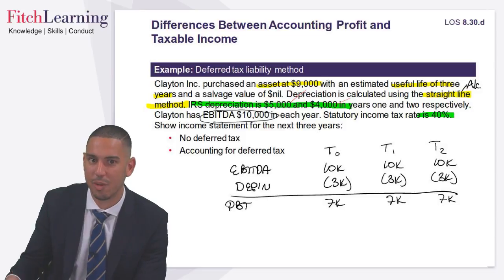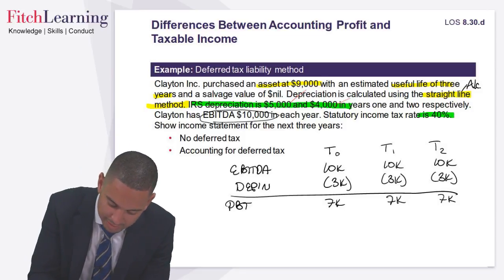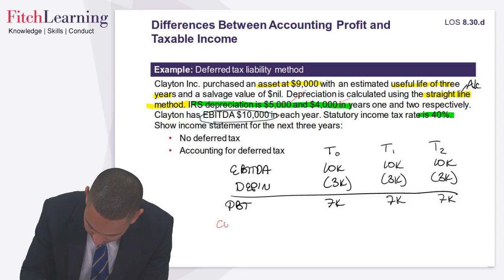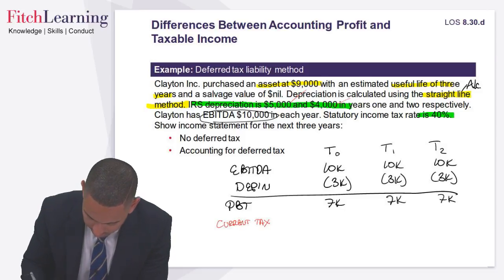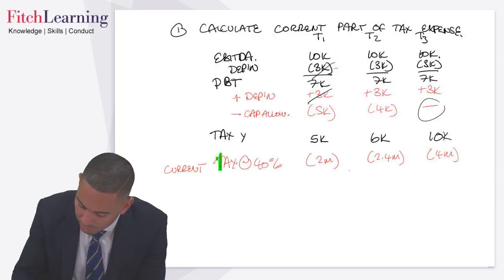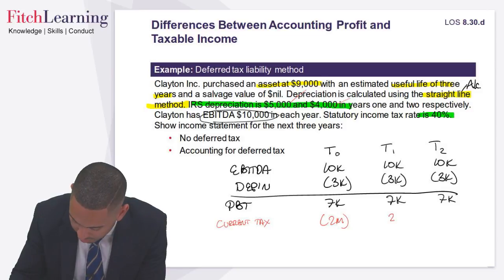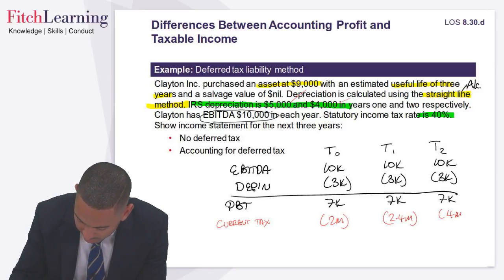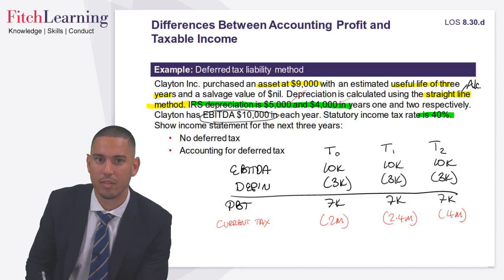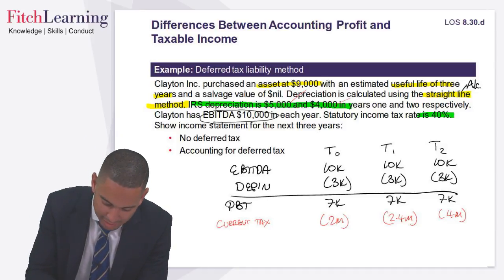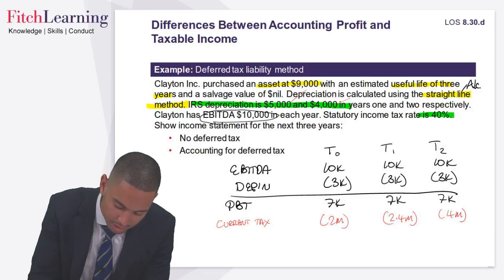If I then strip out the current portion of my tax, I'm taking out 2 million, then 2.4 million, then 4 million. So I'm going to take out 2 million, 2.4 million, then 4 million. And let's just calculate down at the bottom in a different colour.